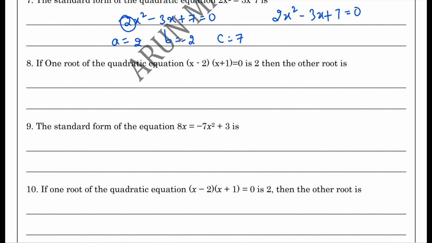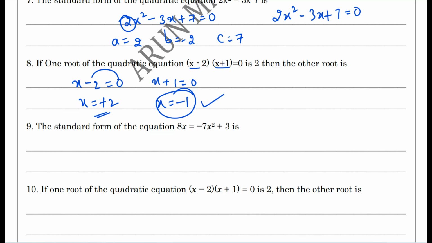Dear students, I have already told you how many roots there will be for a quadratic equation. That is 2 roots. One root is already given. What is the other root? See here, equate each factor to 0. That is x minus 2 equals 0, x plus 1 equals 0. We got x equals what? Minus 2, after shifting it becomes plus 2. Plus 2 is one of the roots. What is the other root? X equals minus 1. Plus 1, after shifting it becomes minus 1.